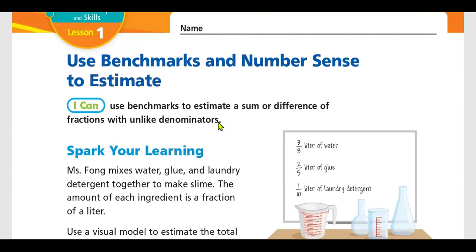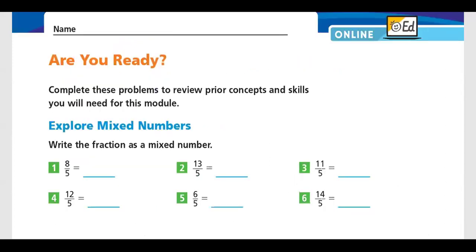Use benchmarks and number sense to estimate. Before this lesson, we have to revise something here: how can you write any fraction as a mixed number? So we need to write this as a mixed number.